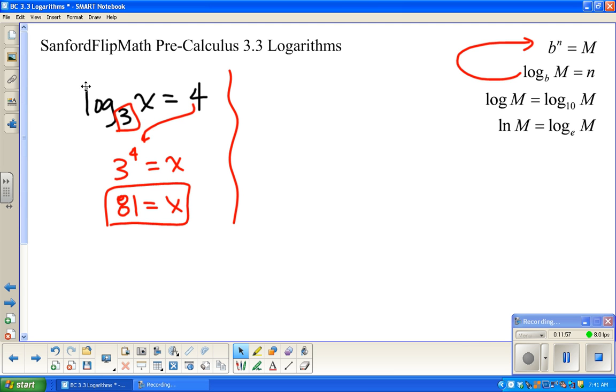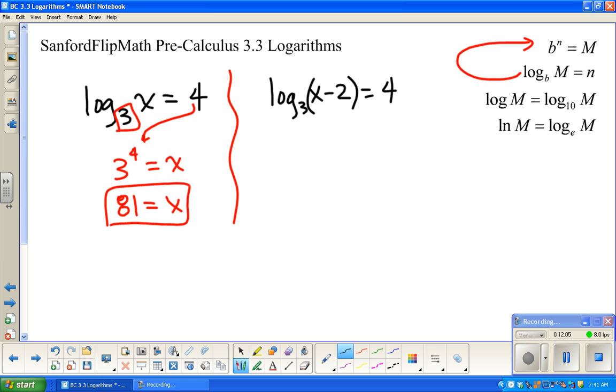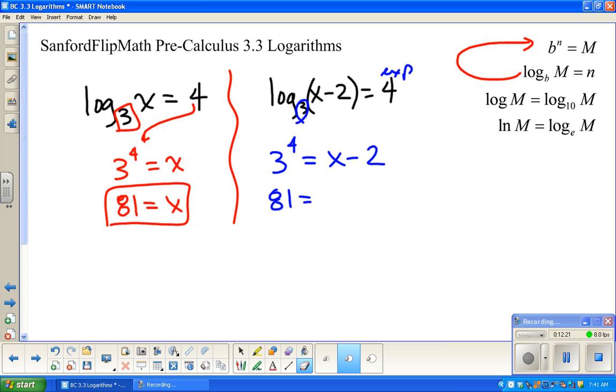Now this can get slightly more interesting. Let's say I had log base 3 of x minus 2 equals 4. Ooh, that's much harder. Okay, maybe not. So base to the exponent equals x minus 2. So this is 81. Sorry, had 81 on the brain. x minus 2 equals 81, so add 2 to both sides.